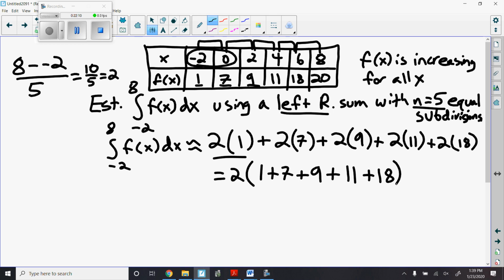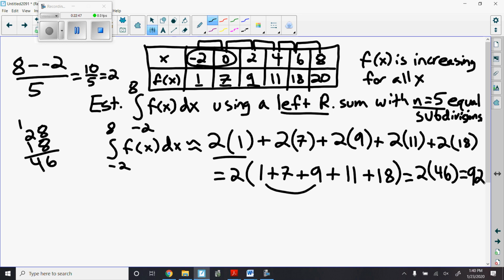All right, I'm going to do 1 plus 9 here is 10. 10 plus 7 is 17. 17 and 11 would be 28. 28 and 18 is 46. So this equals 2 times 46, which equals 92. So my left Riemann sum there gives me an answer of 92.